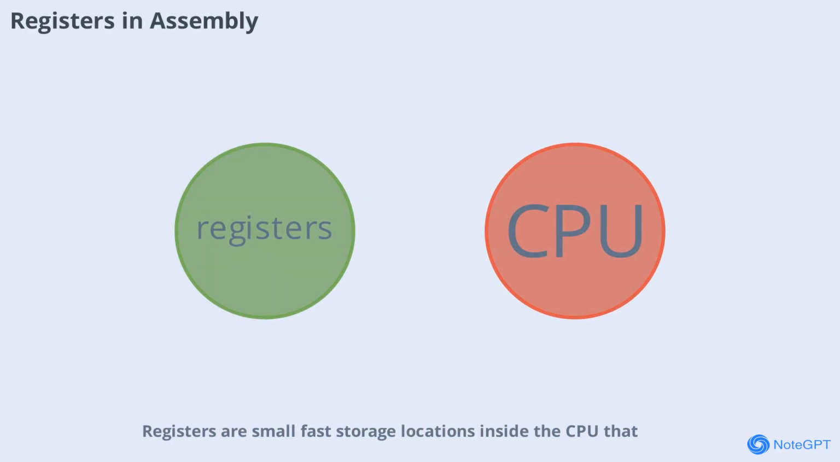Registers are small, fast storage locations inside the CPU that assembly language uses to hold data temporarily. Each processor has a set of registers, such as AX, BX, CX, and DX in x86 architecture. These registers are used for arithmetic operations, data movement, and controlling program flow. Efficient use of registers is key to writing fast and effective assembly programs, as accessing registers is much quicker than accessing memory.